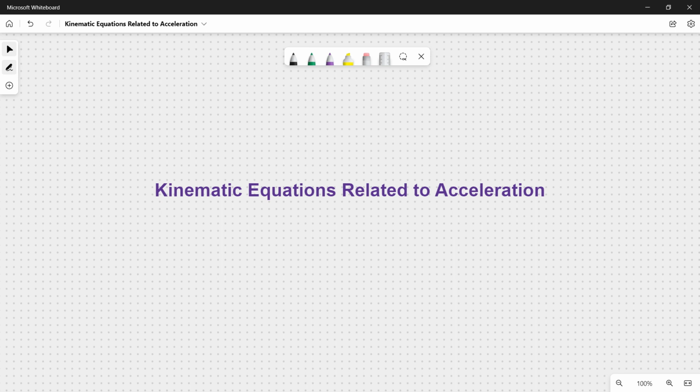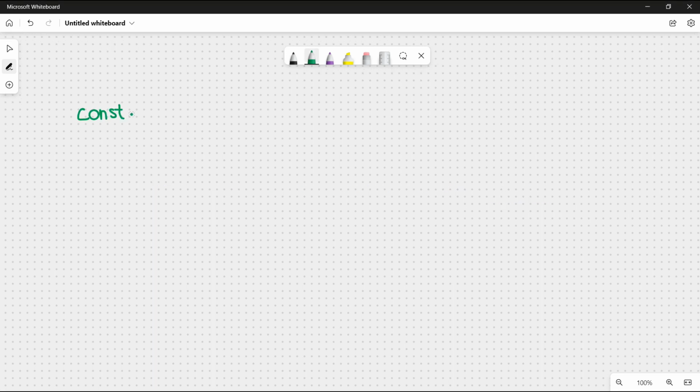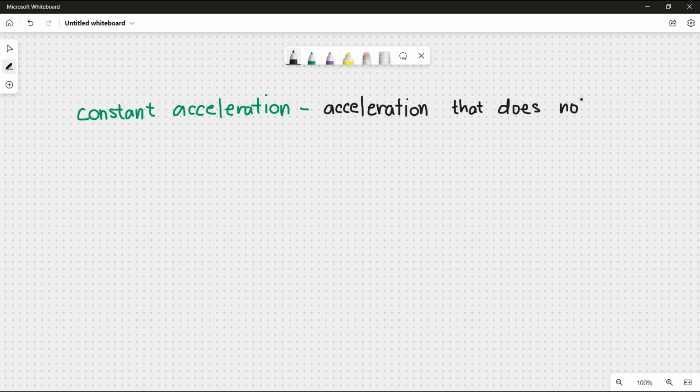Today I'm going to give you a short overview of kinematic equations that are related to acceleration. The kinematic equations apply to conditions of constant acceleration and show how these concepts are related. Constant acceleration is acceleration that does not change over time.